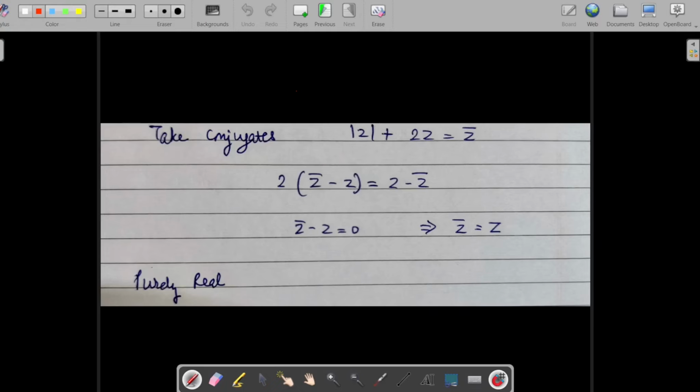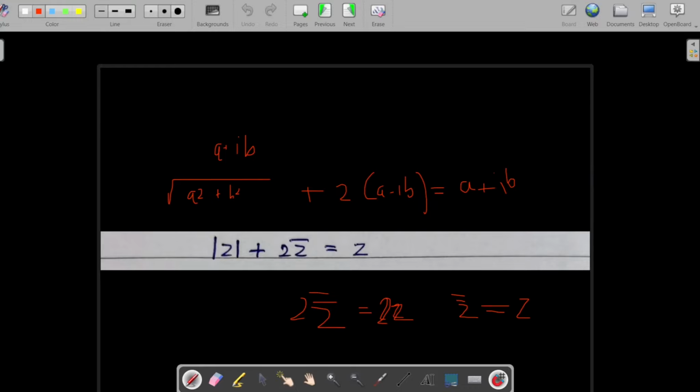So what we will get is, let me just write it here again. Just subtract this from this. This will cancel out. 2 z bar minus z is equal to z minus z bar. You move these terms here. You will get z bar minus z is equal to 0. z bar is equal to z, which means purely real. So we were asked to comment on the nature of z, and this simply means that z is purely real.